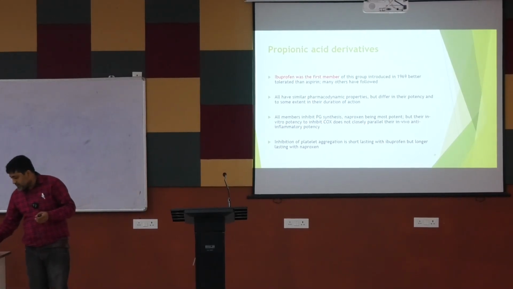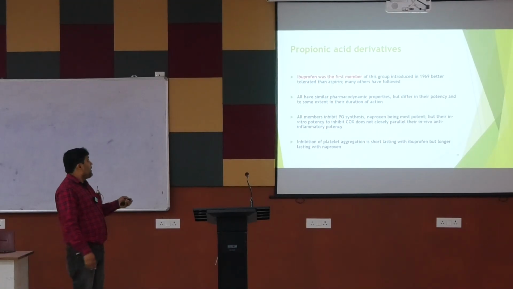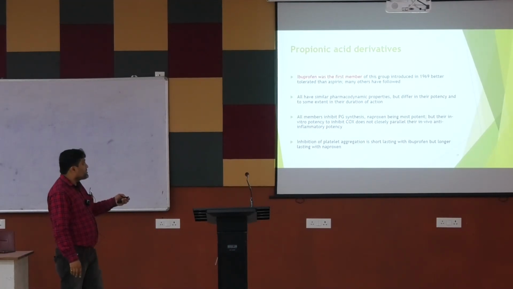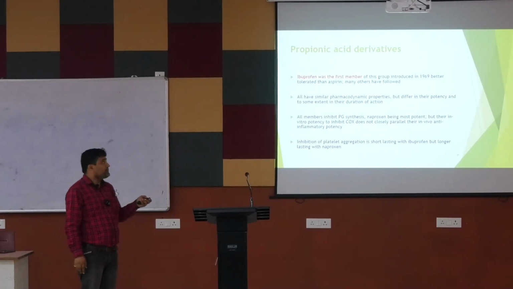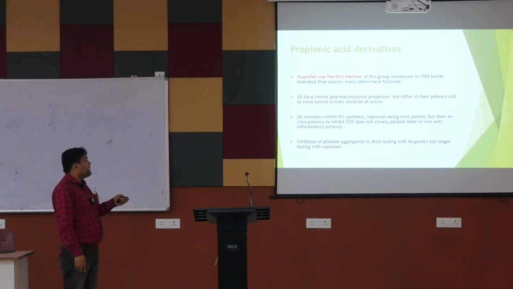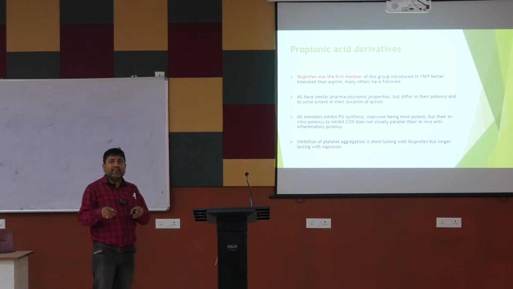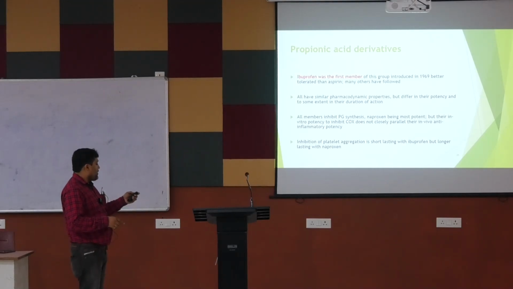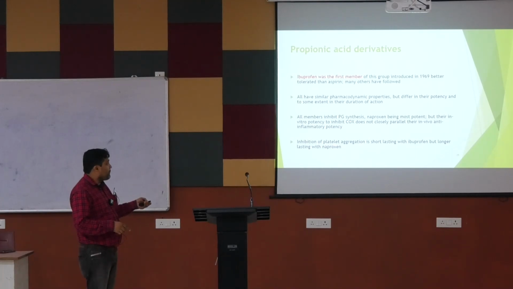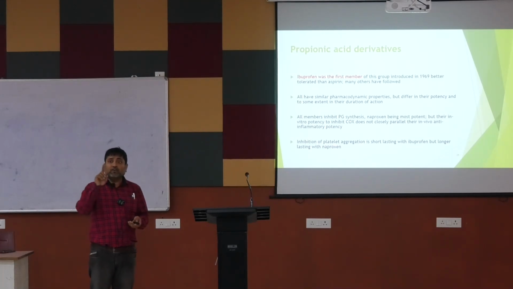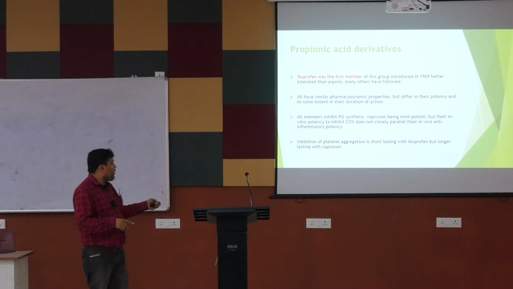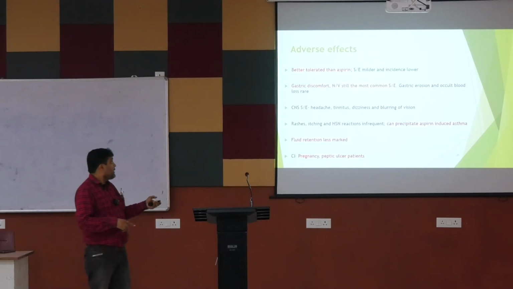Coming to the propionic acid derivatives, ibuprofen was the first member of this group introduced. Ibuprofen, naproxen, all have similar pharmacodynamic properties, but differ in their potency of analgesic and anti-inflammatory action. All members inhibit prostaglandin synthesis. They inhibit platelet aggregation, but it is shorter lasting with ibuprofen, longer lasting with naproxen.